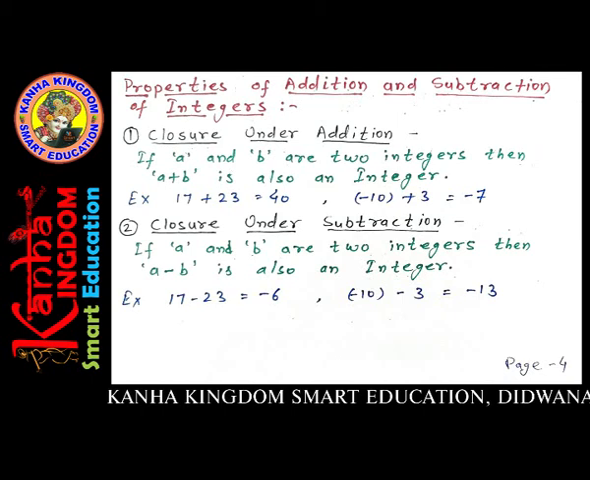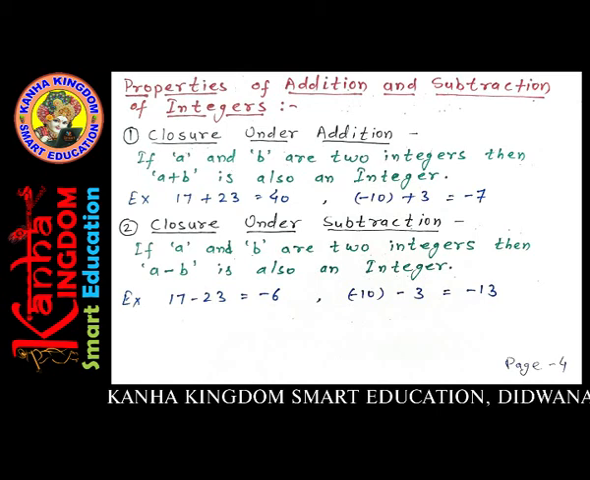Properties of addition and subtraction of integers. First property, closure under addition. If a and b are two integers, then a plus b is also an integer. For example, 17 plus 23 is equal to 40. 17 and 23 are both integers, and by addition we get 40. 40 is also an integer.